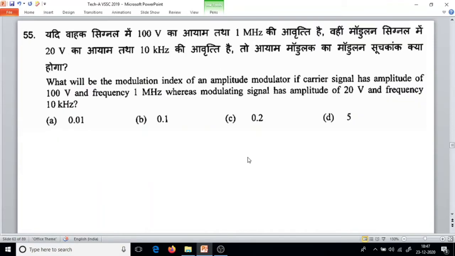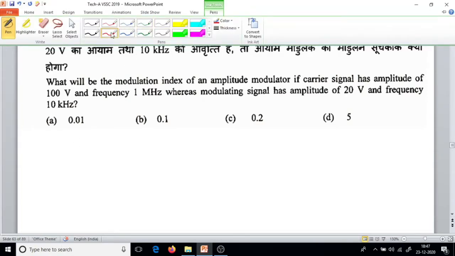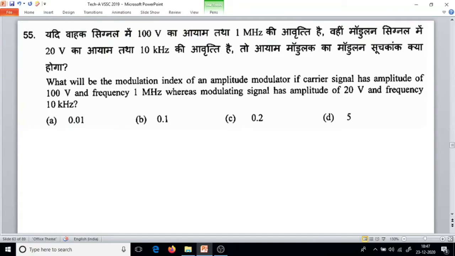So we'll go to the next question. Question number 55. What will be the modulation index of an amplitude modulator if the carrier signal has an amplitude of 100 volt and a frequency of 1 megahertz, whereas the modulating signal has an amplitude of 20 volt and frequency 10 kilohertz? Modulation index M equal to AM divided by AC.